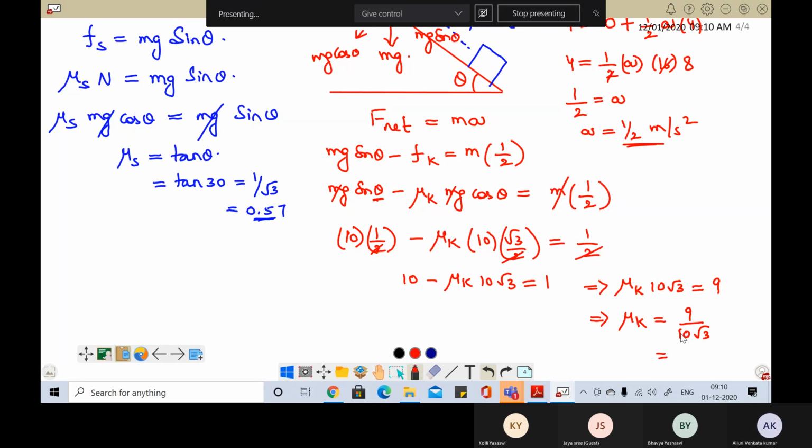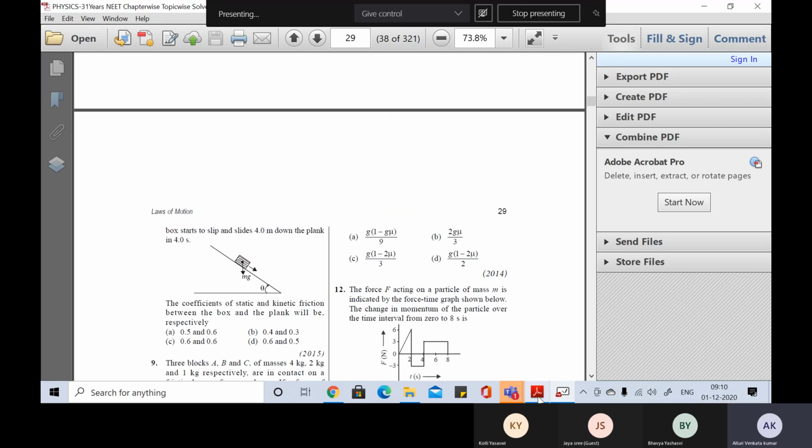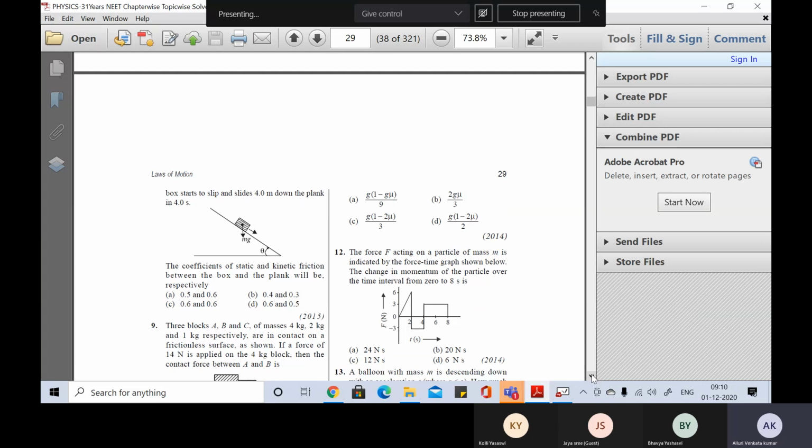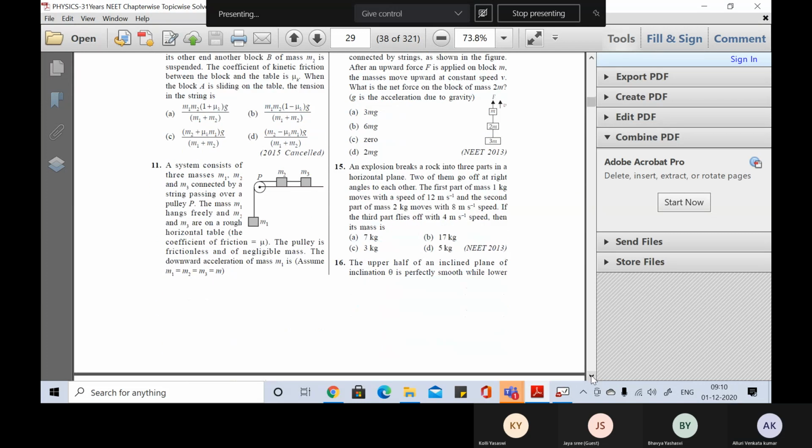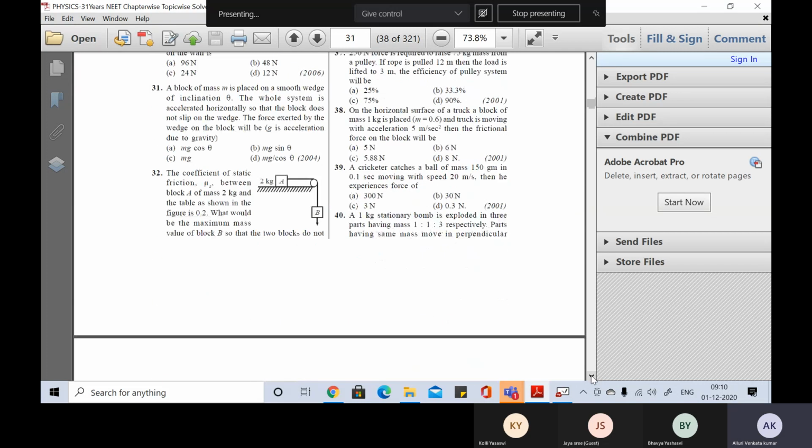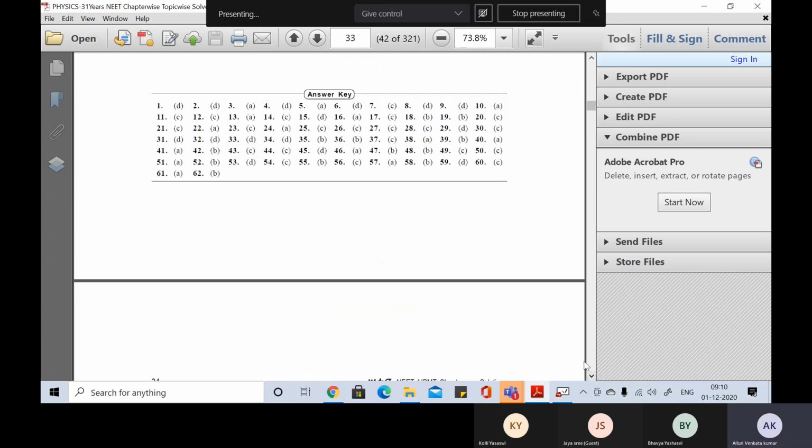You have a calculator? I think you'll get 0.51. You got 0.57. You can take this as 0.6, and the other one as 0.5. I think option D. Let us verify which question. Question number 8. What is the answer? D.